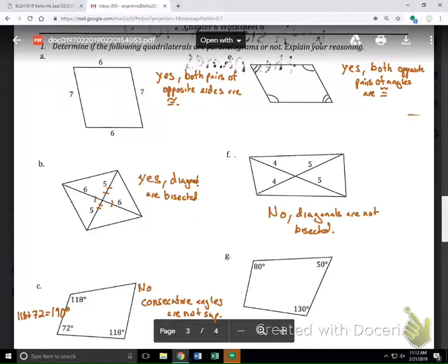And then our last one on this part, is this one going to be a parallelogram? And how'd you know it? So you can see that 80 plus 50 do not add up to 180. That is true. So when we do this, we see that it does not add up. So you can say consecutive angles are not supplementary. You could also say that you see that opposite angles are not congruent.